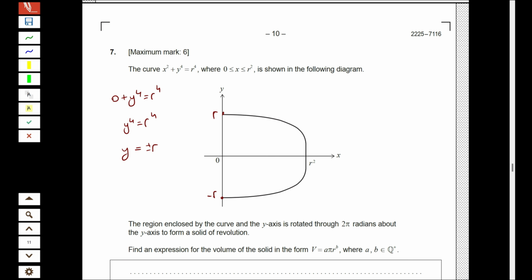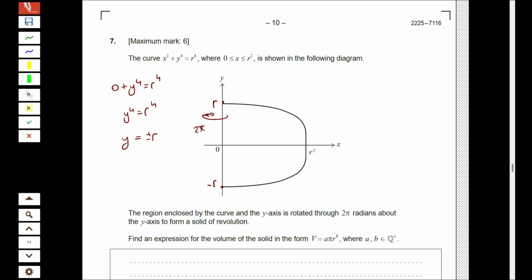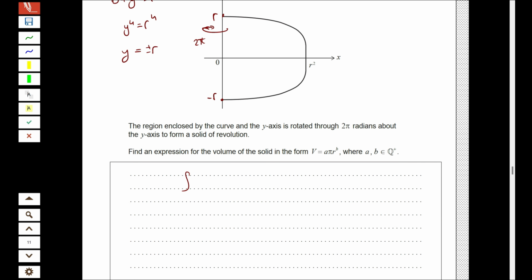So the region enclosed by the curve and the y-axis is rotated through 2 pi radians about the y-axis. It's going to rotate through 2 pi radians. The radius of the solid will be the x-coordinates of these points, right? And we can find the volume of the solid by using an integral.